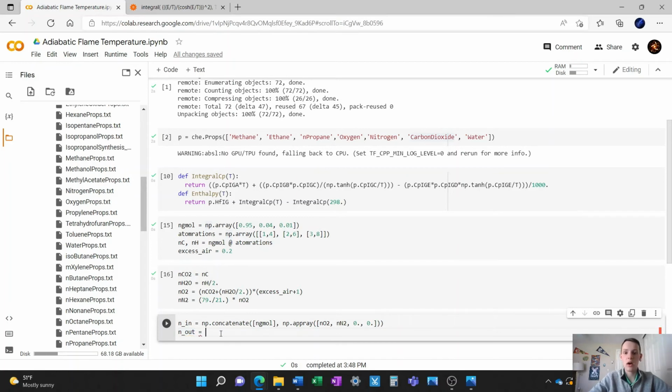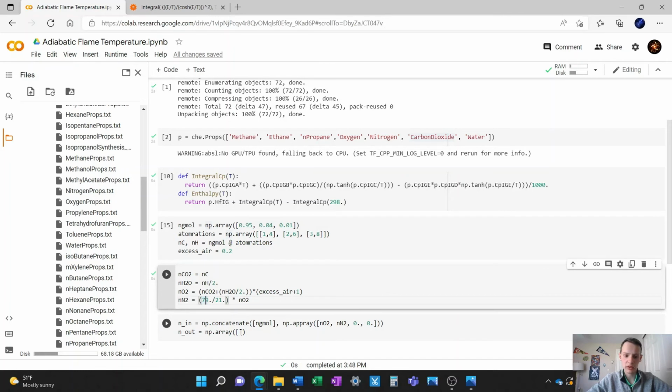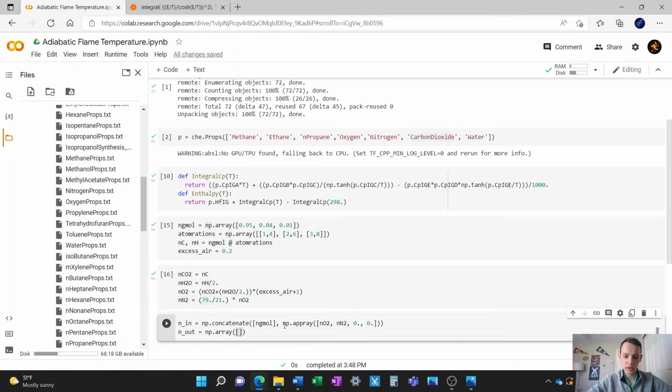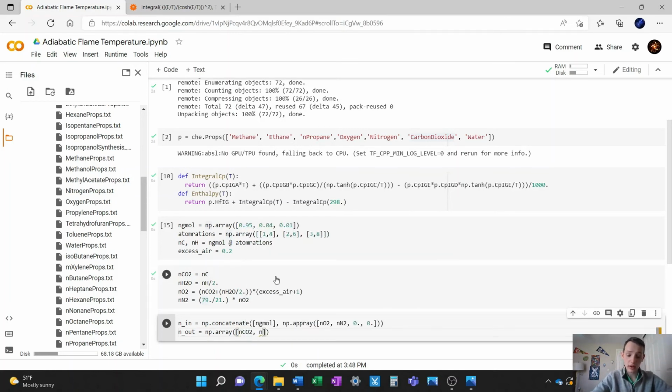Now, what about what's going out? What is that going to look like? Well, once again, we're going to make an array of this. Okay, let's think about this. I'm trying to be as careful as possible because it's very, very easy to get lost here. But what this is going to consist of is just our products, which are the carbon dioxide and water. So let's think about that here. So we have the NCO2, right? And NH2O.